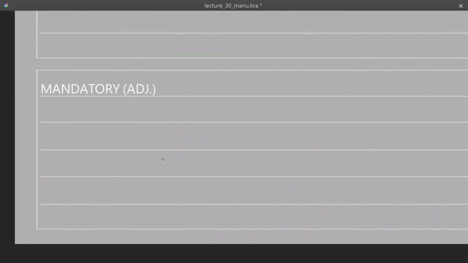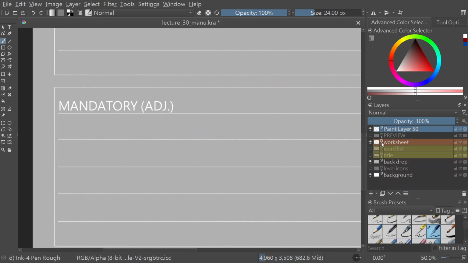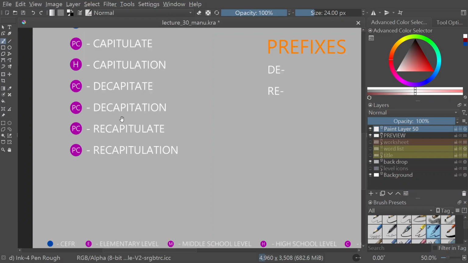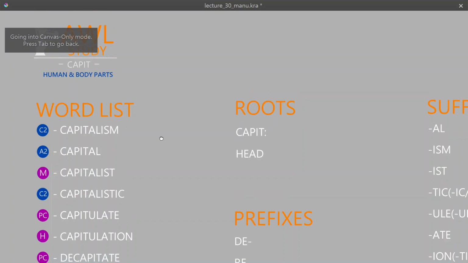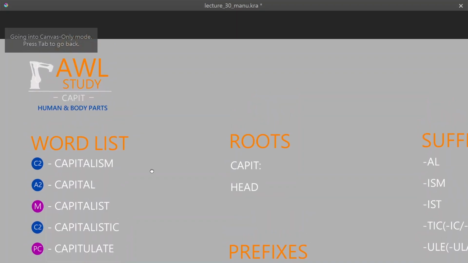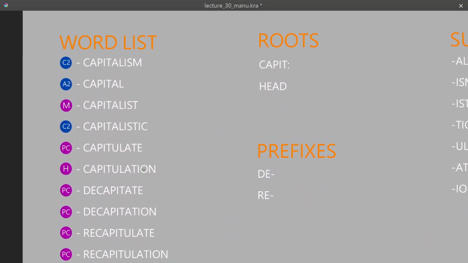Alright. So in the next section, we're going to study some words that share the root capit, meaning head. Alright, let's move on.